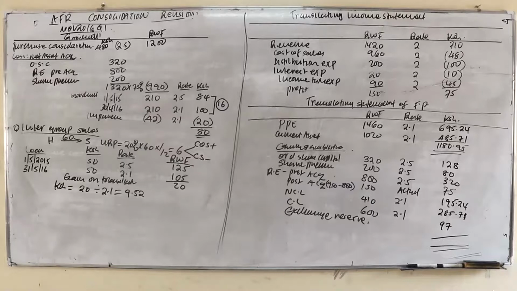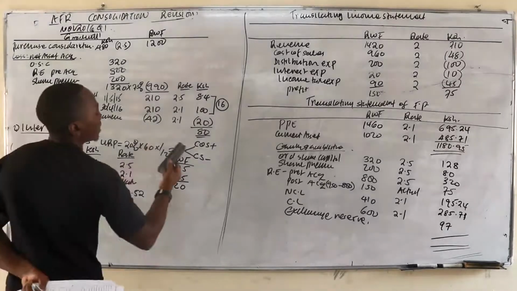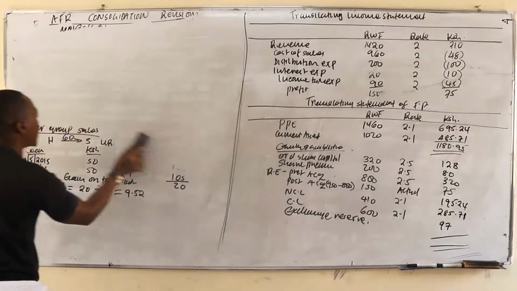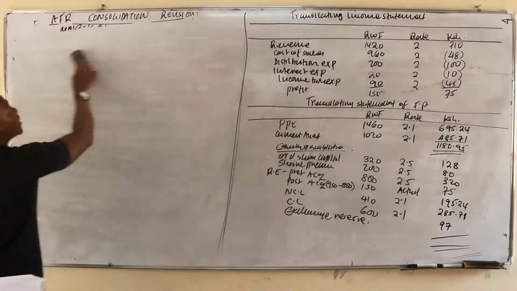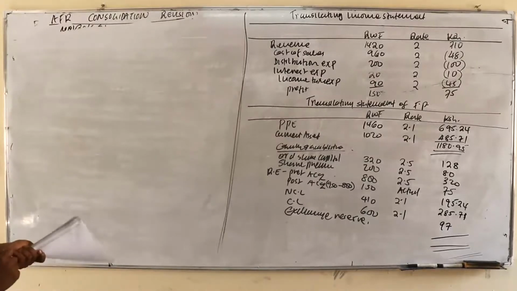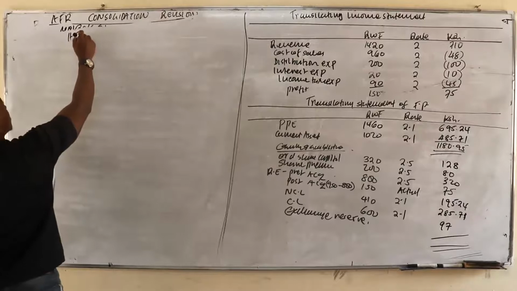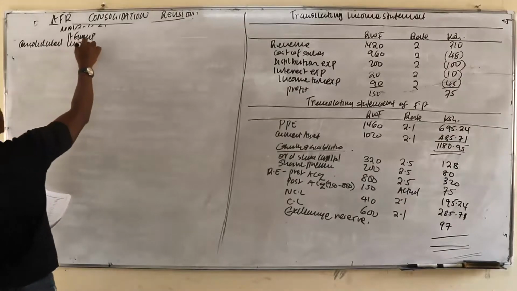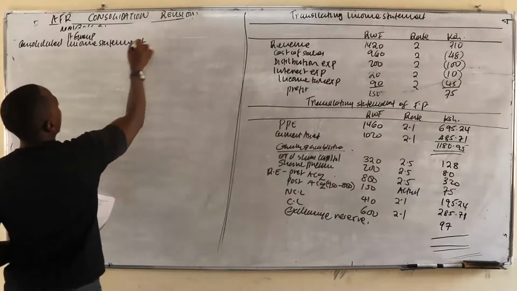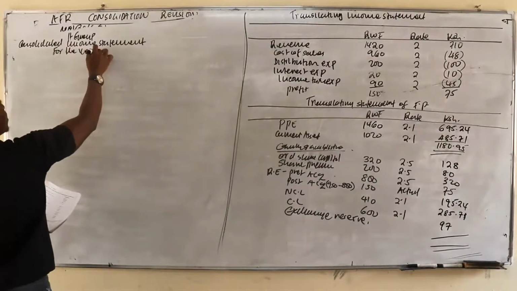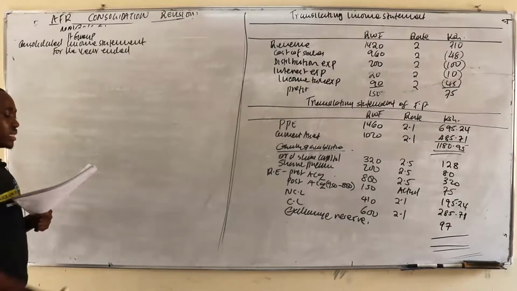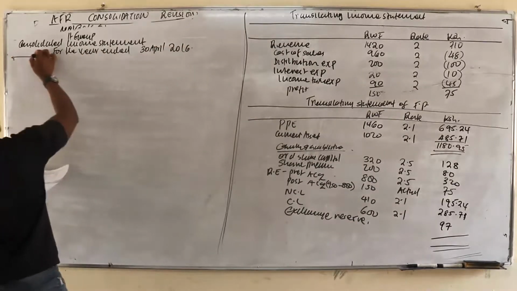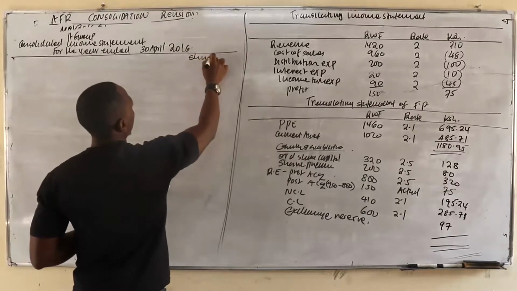So now let's start with the income statement. Don't close your phone. Use it here, mostly for the translated items. Who is the parent? H, so it will be H group consolidated income statement for the year ended 30th of April 2016. Our shillings are in millions.